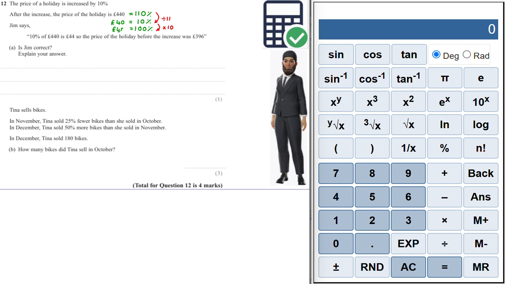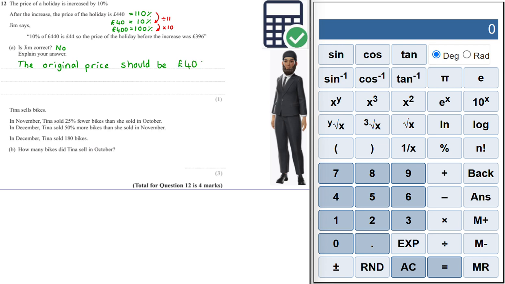So the original value it says, is Jim correct? We need to say no, because £400 is not the same as 396. And then we say the original price should be £400.